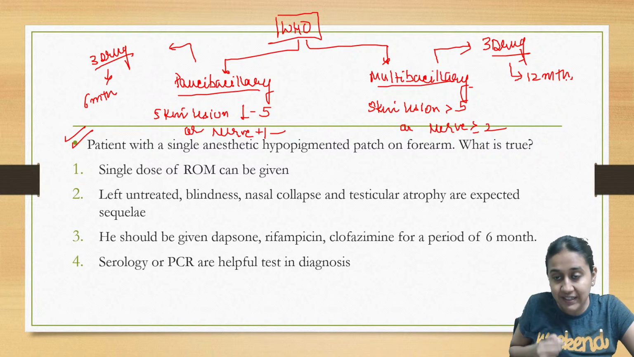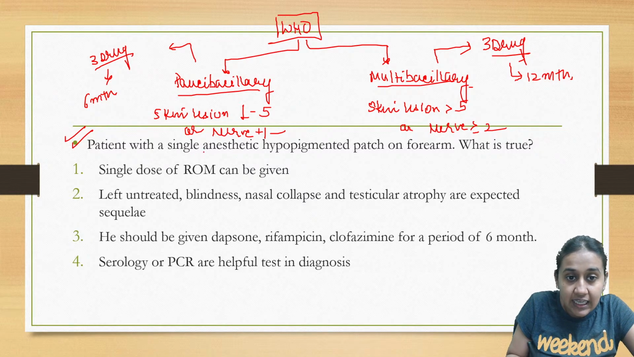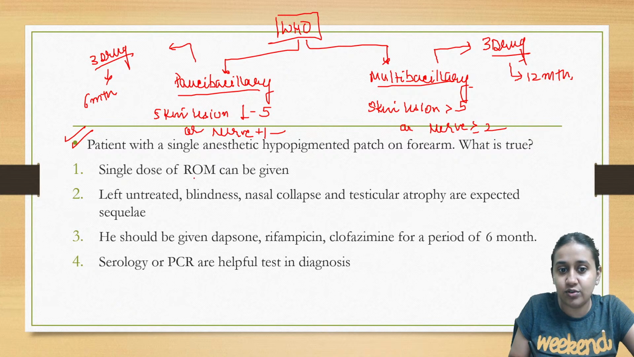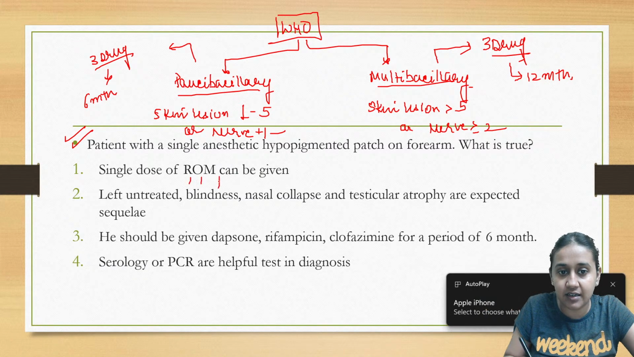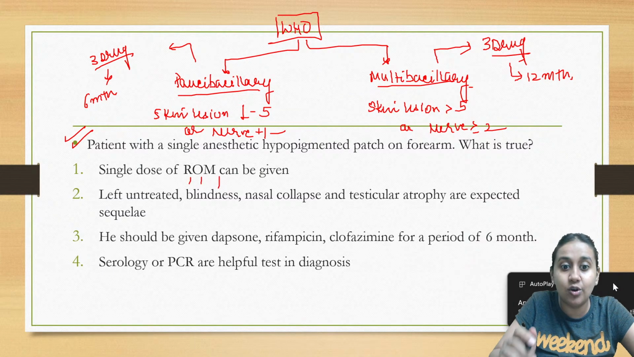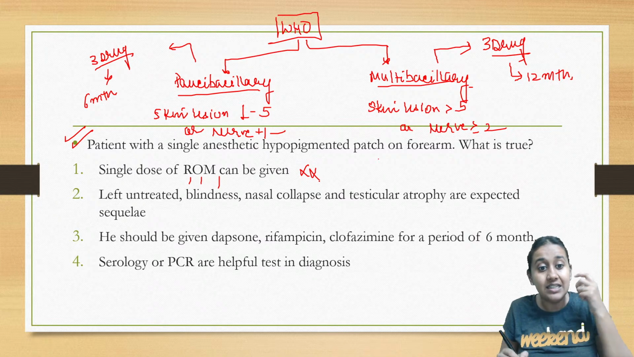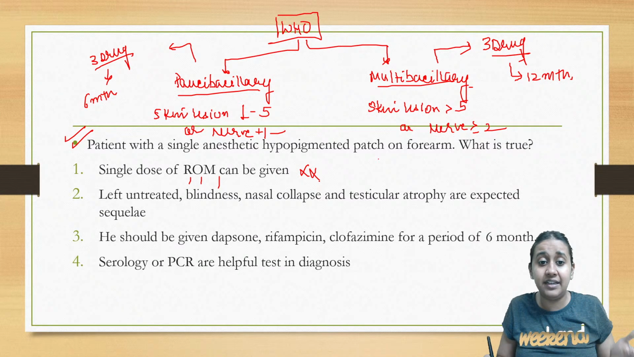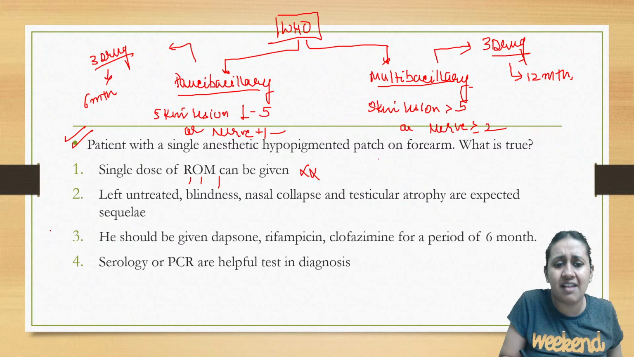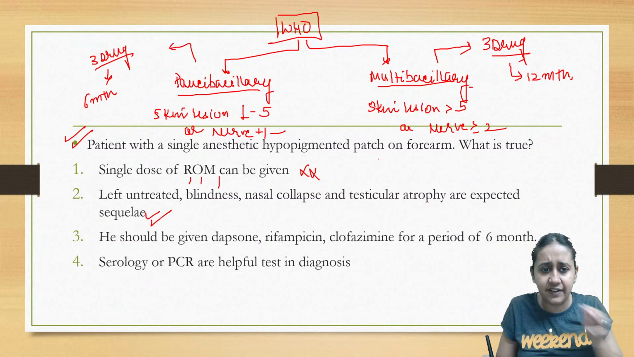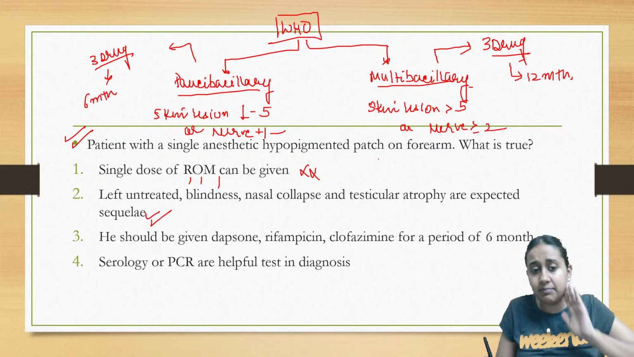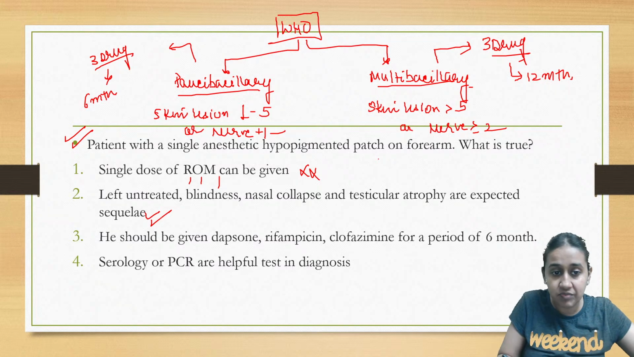Okay. Now please read the question. In this single patient, you will give a single dose of rifampicin, ofloxacin and minocycline. Is it true? No, you have to give all the 3 drugs. So the first option is wrong. Second, if it is left untreated, the patient of paucibacillary rarely develops any side effects. So please remember there will be no sequelae.